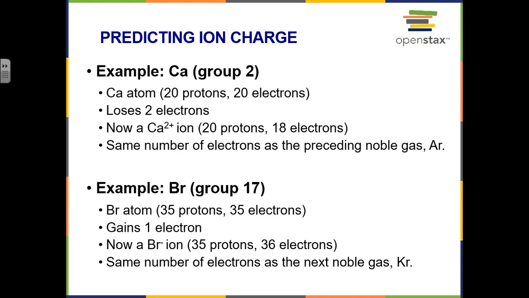Now, here's the main takeaway from this. You need to understand that to form ions, they will either gain or lose electrons. The number of protons does not change, because if the number of protons changes, the identity of the element will change as well.